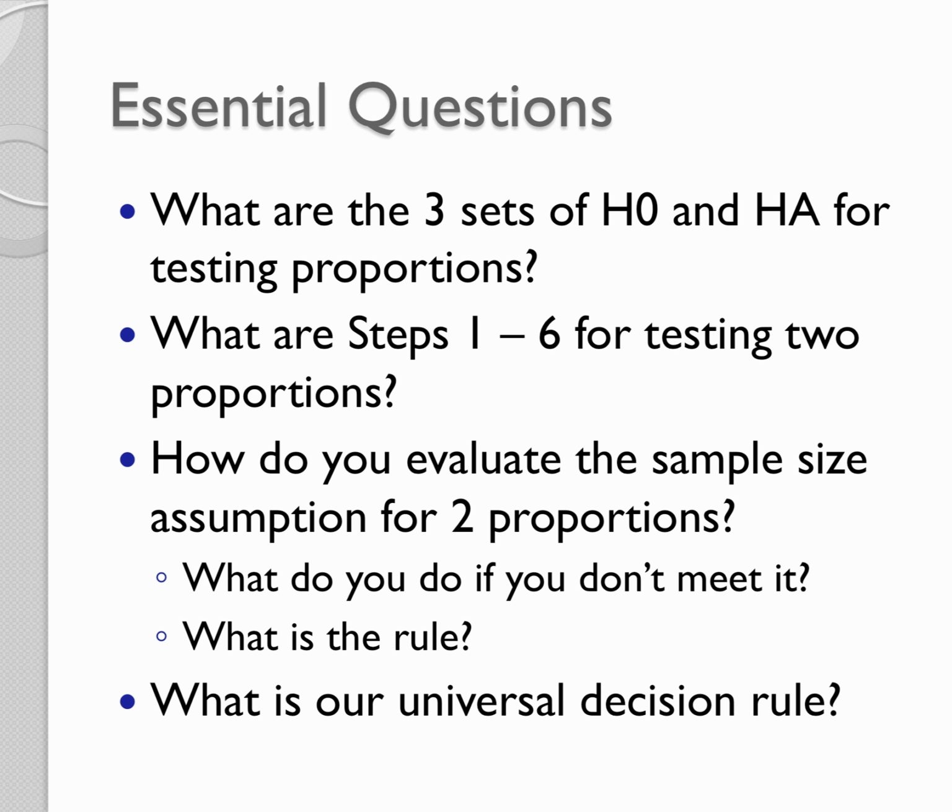Our essential questions are: what are the three sets of null and alternative hypotheses for testing proportions? What are steps 1 through 6 for testing two proportions? Or more specifically, how do they change compared to testing one proportion? How do you evaluate the sample size assumption for two proportions? What do you do if you don't meet it? And is there a rule that we can follow? And what is our universal decision rule for making a statistical decision?